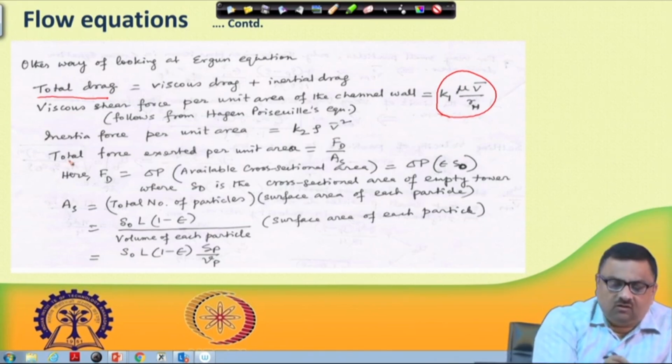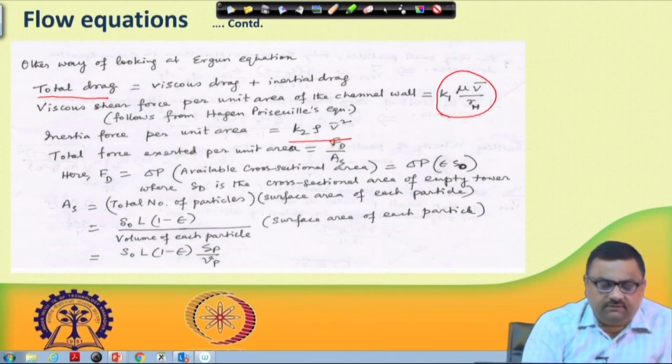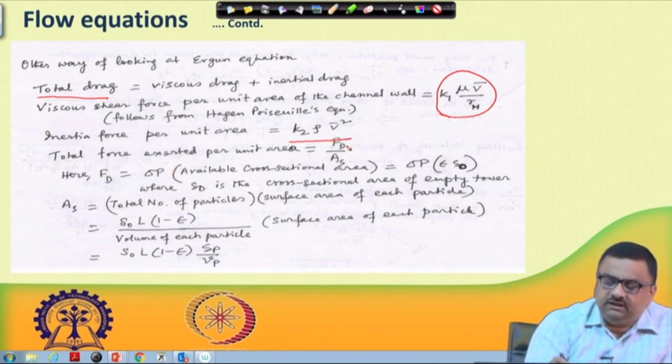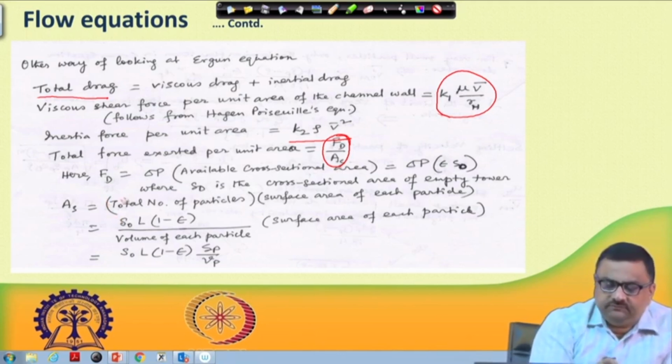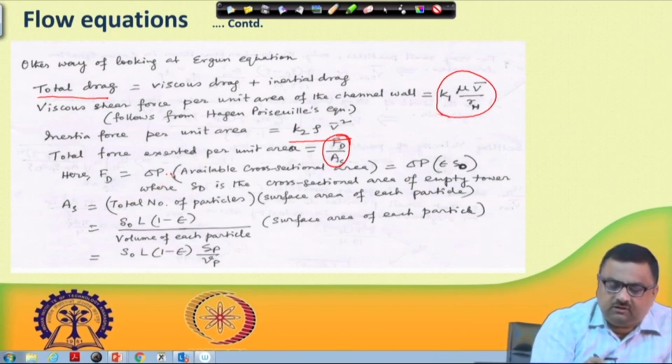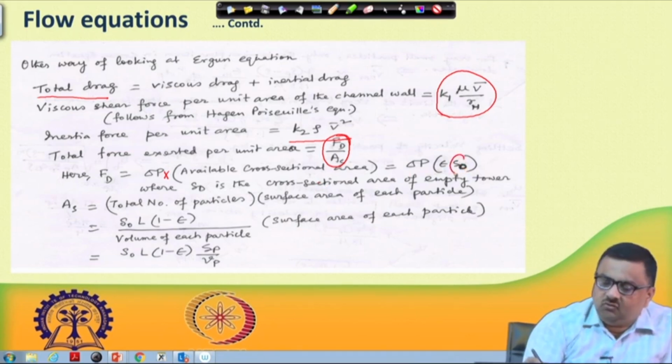On the other hand, the inertia force per unit area is written as K2 rho V bar square, and the total force exerted per unit area would be this drag force divided by the projected area. So, here Fd, in the case of a porous media, is equal to delta P into the available cross sectional area. So, delta P into the available cross sectional area.